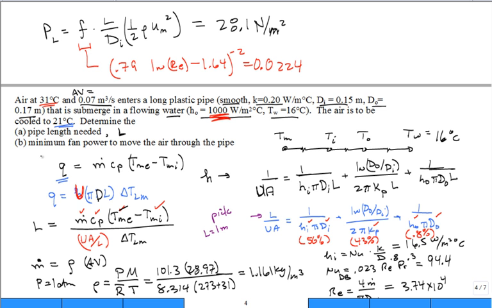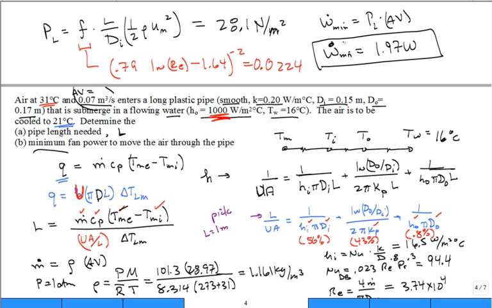Now, if you want to know the minimum fan power to move the fluid, that would be W dot min, which is the pressure loss times the volumetric flow rate. We have the volumetric flow rate given in the problem statement, so we can just multiply those two, and you get that the fluid power is 1.97 watts. W dot min is the minimum fan power, assuming the fan is 100% efficient. Well, with that, I'm done.